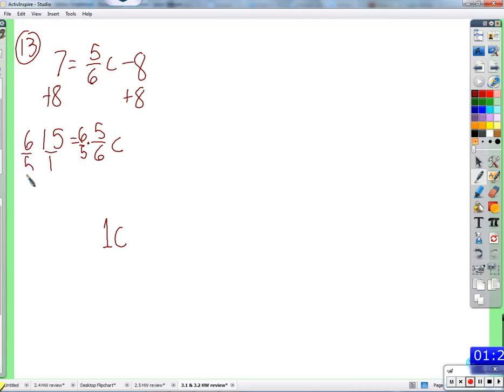15 equals 1. Oh, but I got to do the same thing on both sides. And not just 1, but 1c. 5 cancels, you got a 3, we got 18. 6 times 3 is 18. That is all. That's it. Wait, the first thing, right? Yes, it was.